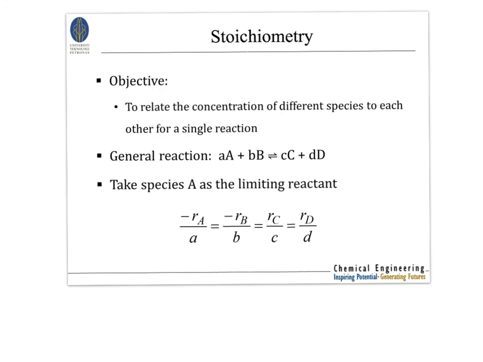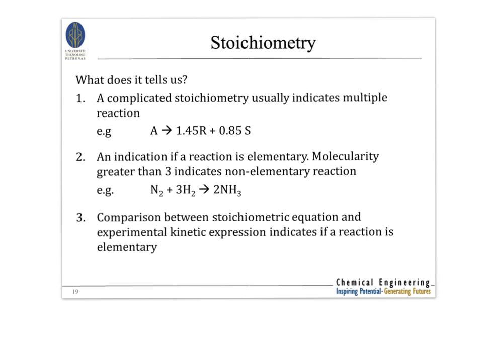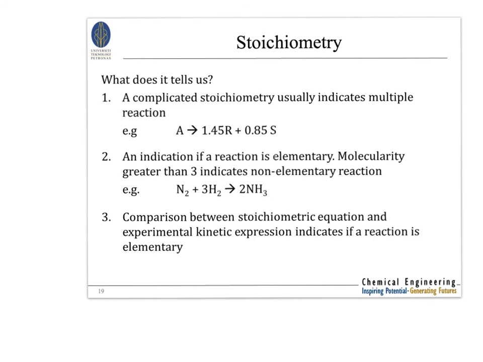Okay, now we look at the last term that you need to understand. Stoichiometry relates the concentration of different species to each other for a single reaction. Let's say you have this general equation, A plus B producing C and D. Taking A as the limiting reactant, this is the relative rate of reaction. So what does stoichiometry tell us? A complicated stoichiometry usually indicates multiple reactions. For example, this equation.